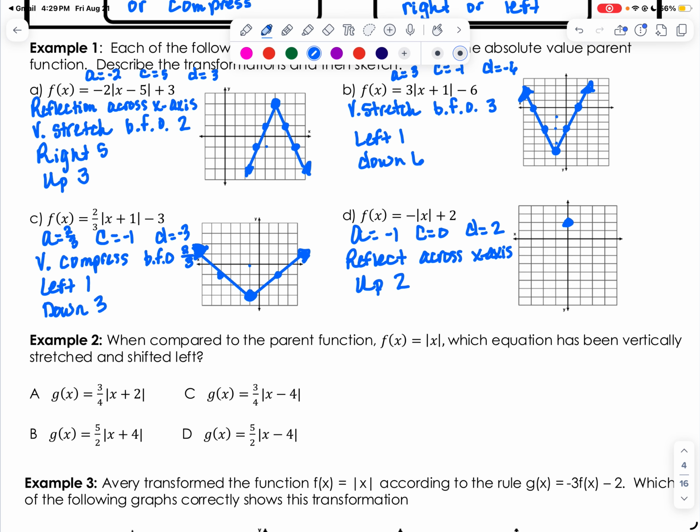Now we're going to use our A value to draw our branches. Our A value is -1. So you're going to move your pencil down one, right one, down one, right one. Now I could go the opposite way: go back to the vertex, down one, left one, down one, left one. So here's our V-shaped graph.